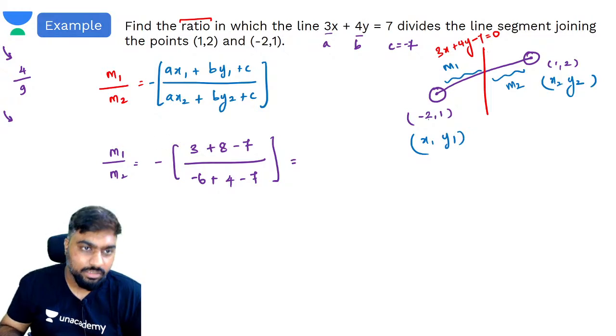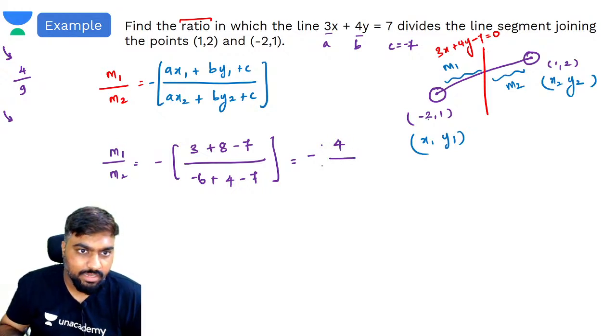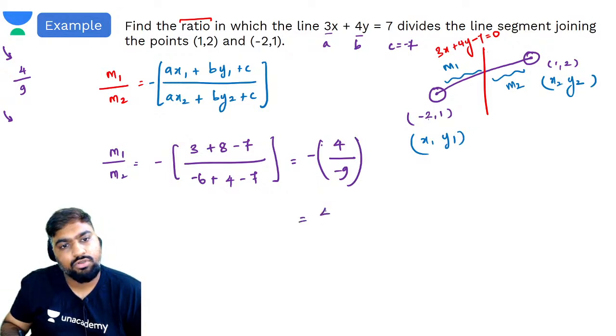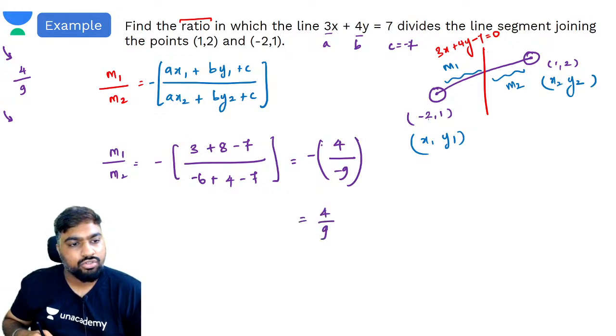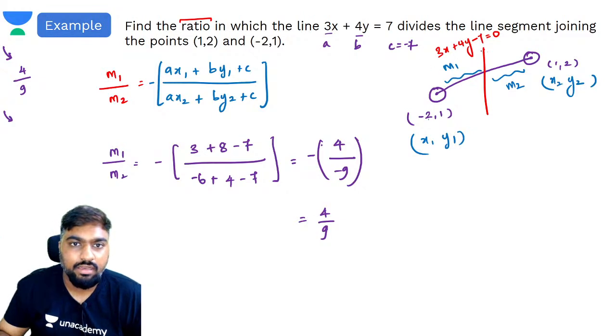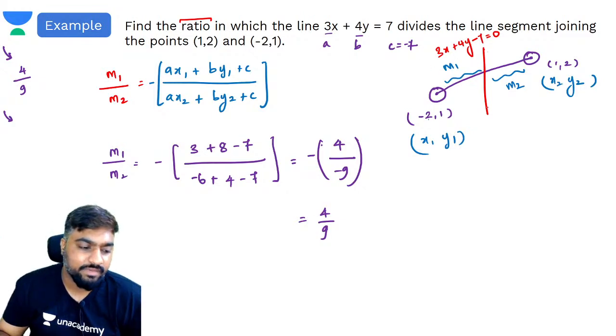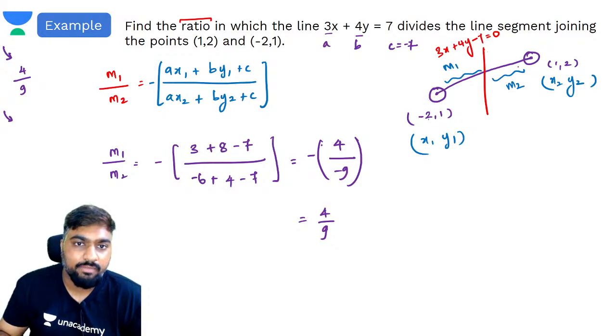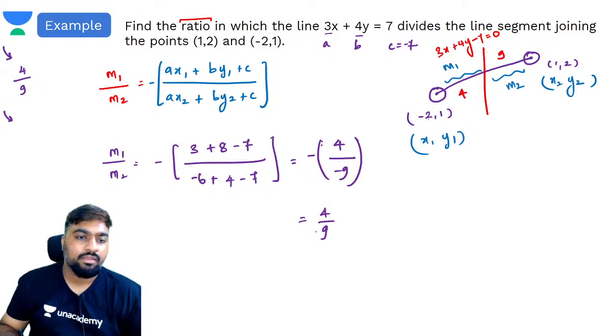Yes, which is what? 1 on top, and in the denominator -6 plus 4 minus 7 is -9, with a minus outside, so 4 by -9. The minus and minus cancel. What do you get? 4 by 9. So the ratio in which this line 3x plus 4y minus 7 equal to 0 divides the line formed by joining points (-2, 1) and (1, 2) is 4 parts to 9 parts.